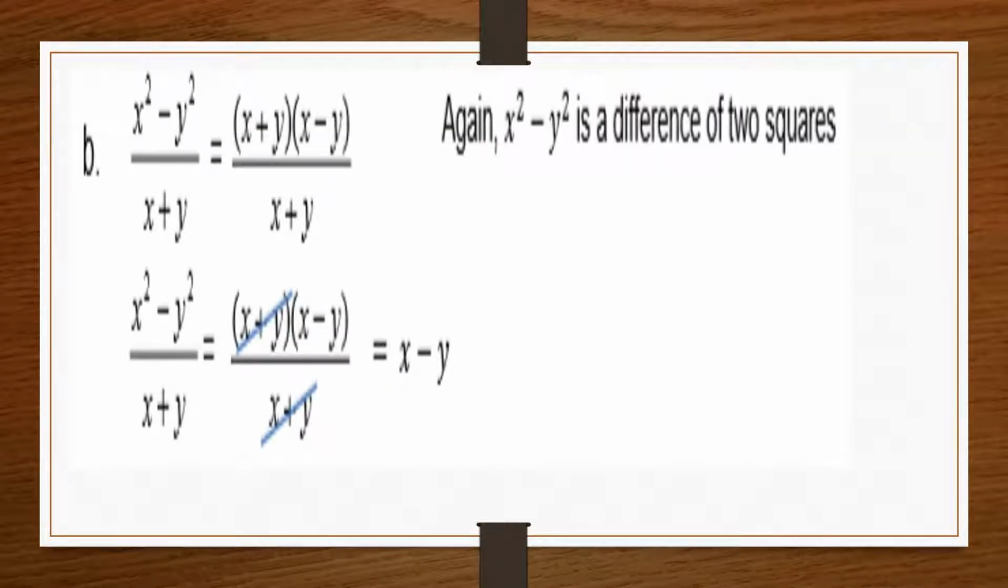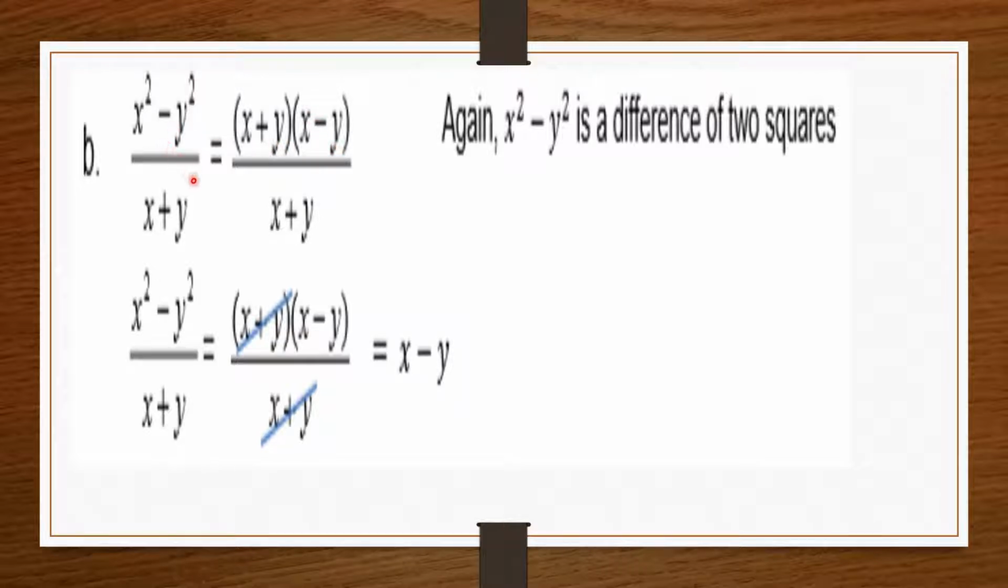Okay, x squared minus y squared over x plus y. Let's factor the numerator. Again, you can see that x squared minus y squared is a difference of 2 squares. So let's find the factors. Get the square root of x squared, that is x. Find the square root of y squared, and that is y. And we will write the sum multiplied by their difference. So, quantity x plus y times the quantity x minus y are our factors for the numerator.